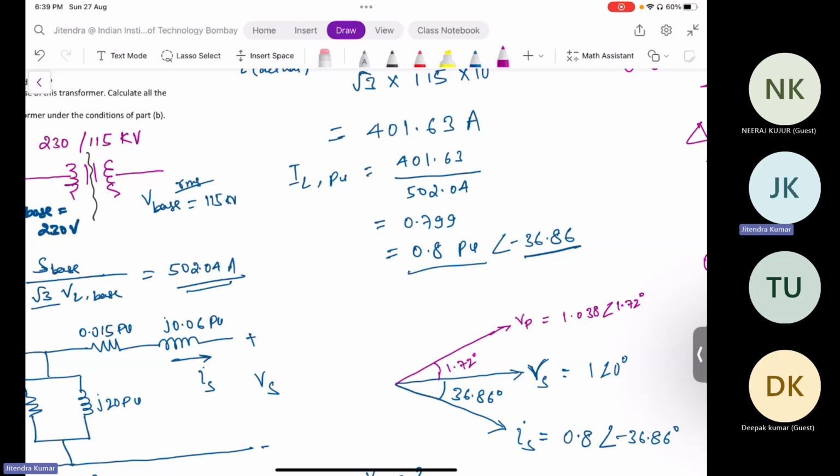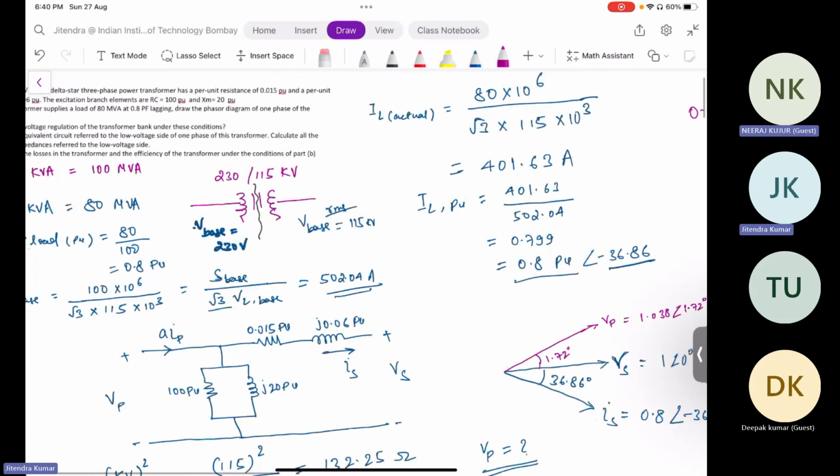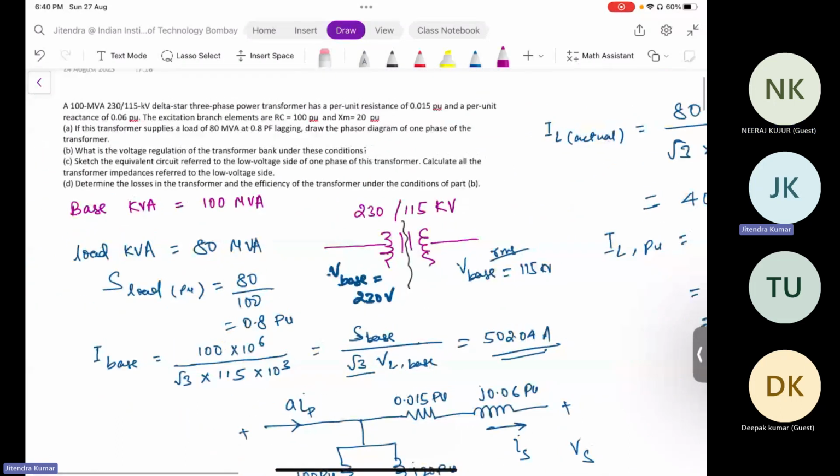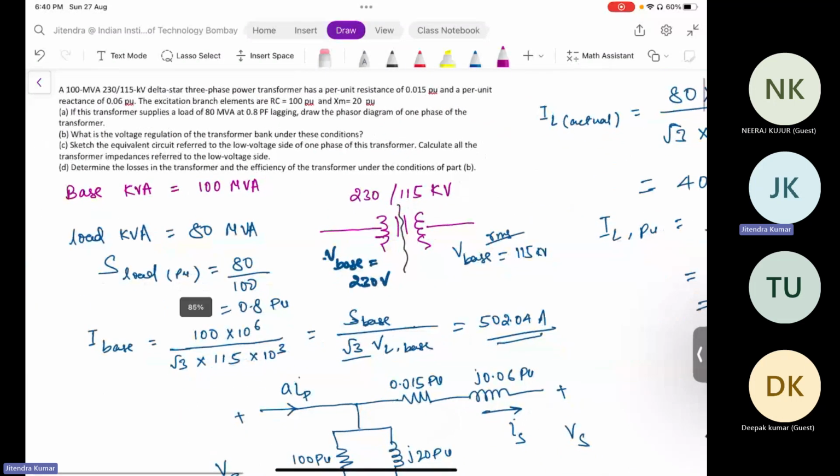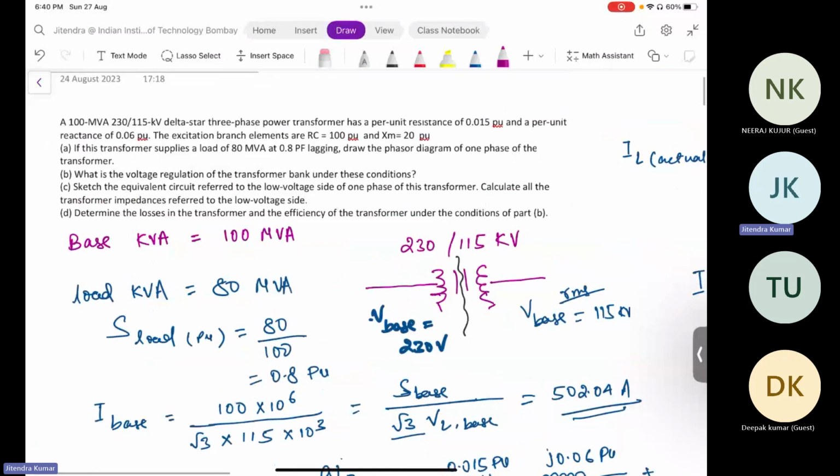In this case, the secondary voltage was given already, and the secondary current was given. So we consider them as a reference, the secondary voltage, and we proceeded. But you can consider anything as a reference and proceed. Is it fine, Neeraj? Yes, sir. Okay.